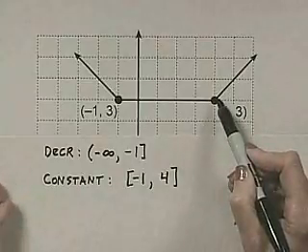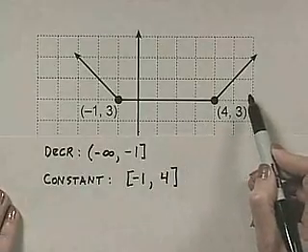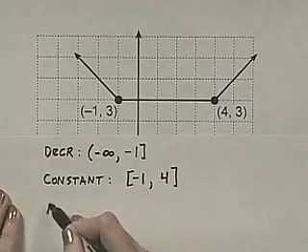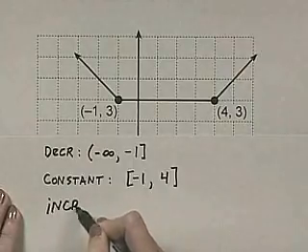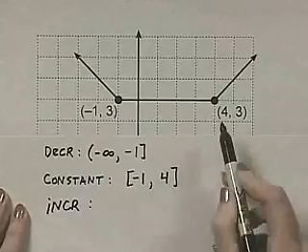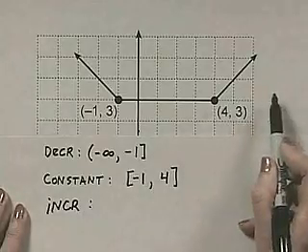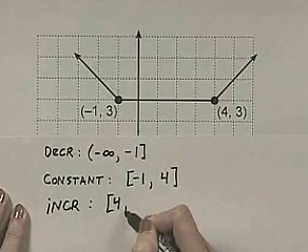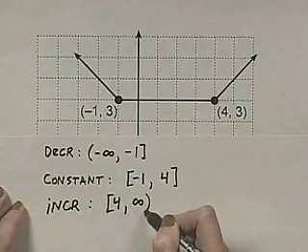Then the section that's to the right, past an x value of 4, is moving upward, and therefore we say that that is increasing, and it is increasing on the interval from this point all the way to the right, which would be from +4 to +infinity.